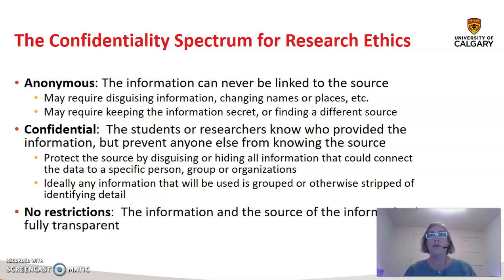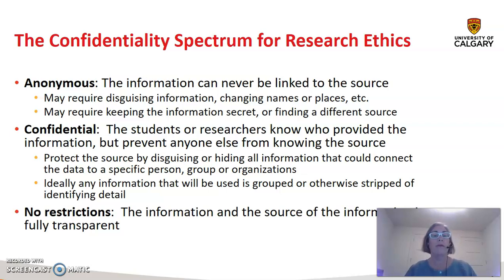So it helps for us to understand the spectrum of confidentiality in the context of research ethics. The first level on this list is anonymous, and anonymous means that the information can never be linked to the source. That might mean that as a researcher we would disguise information, change names or places if using data, for example, from interviews or observation, and hide all that information, perhaps even changing things so that it's harder to figure out what or where the data was collected. It may also require keeping the information secret or finding a totally different source.